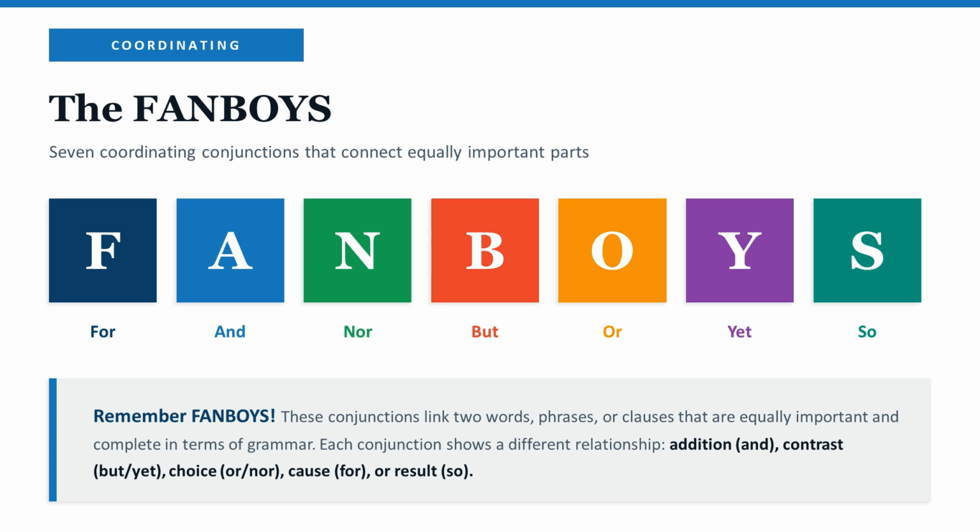These conjunctions are used to link two words, phrases, or clauses that are equally important and grammatically complete. Each conjunction expresses a different kind of relationship. For example, and shows addition. But and yet show contrast. Or and nor show choice. For shows cause. And so shows result. Let us now look at some examples.